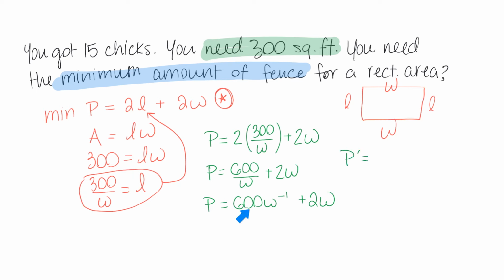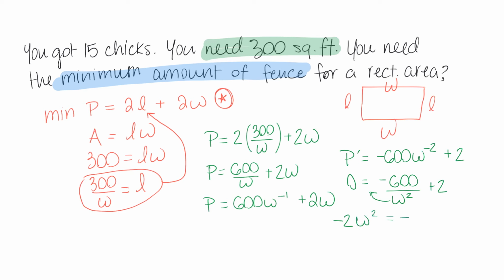Okay, so now we need the derivative. Well, what is the derivative of 600W to the negative 1? It's negative 600W to the negative 2 plus 2. Okay? We need to set that equal to 0. And I'm going to clean this up. So negative 600 over W squared, it's going to make my life easier, plus 2. Now we're solving for W. Move your 2 over. Negative 2. I'm going to multiply this W squared up. So negative 2W squared equals negative 600.